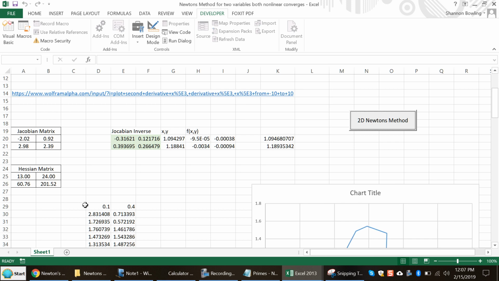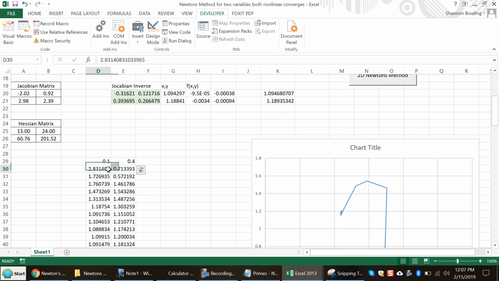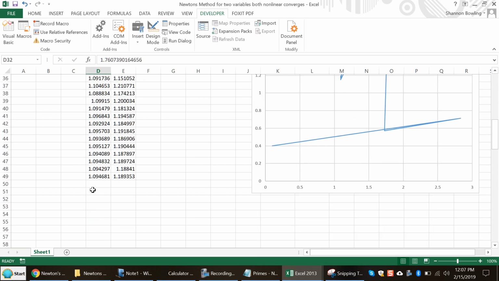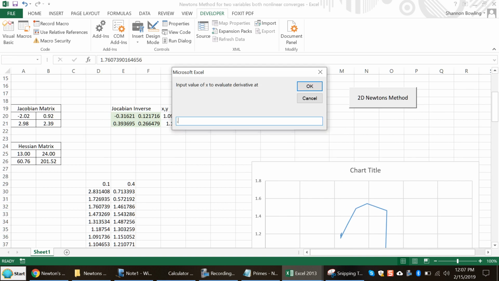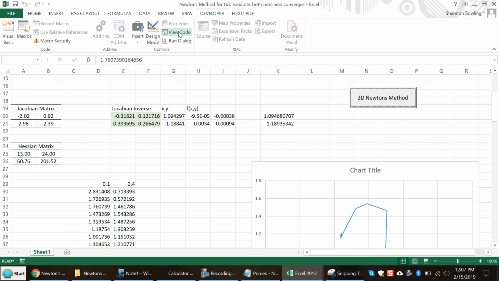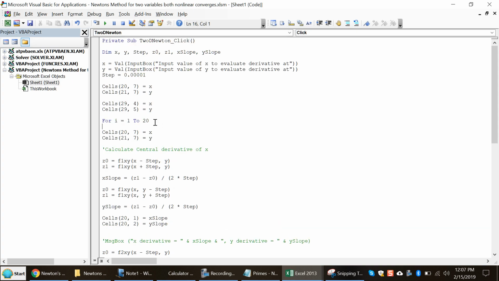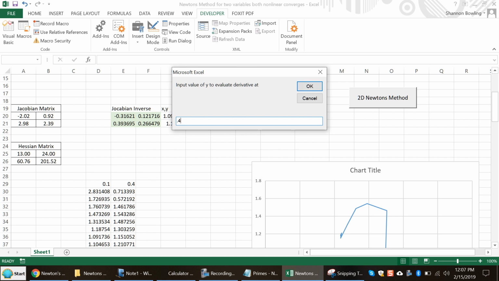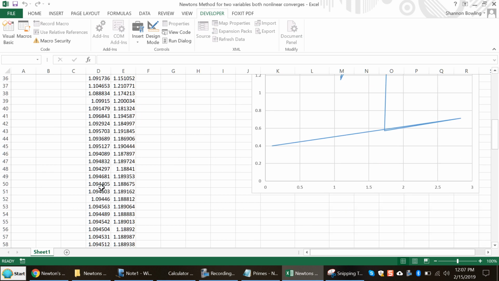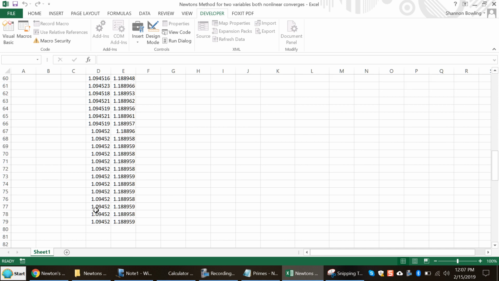Okay, so my first guess, 0.1, 0.4, plug it through one iteration, 2.83, 0.7. The next iteration. Let me go ahead and bump this up. Let's just make it 50. 0.1, 0.4. So you see how it does converge? Now when you get into multiple dimensions, sometimes it takes longer to converge.